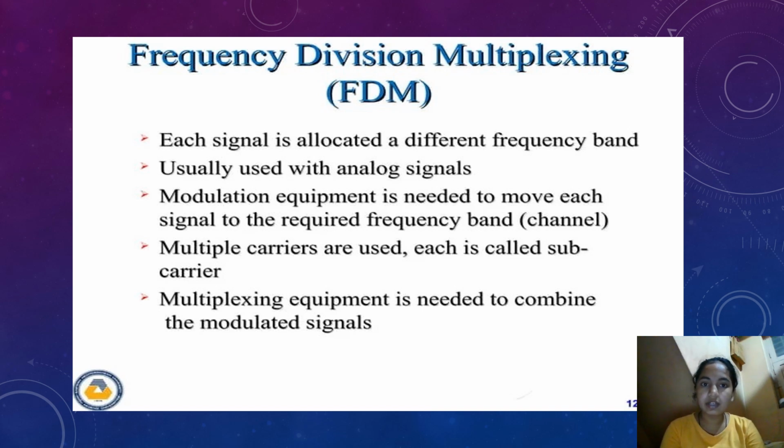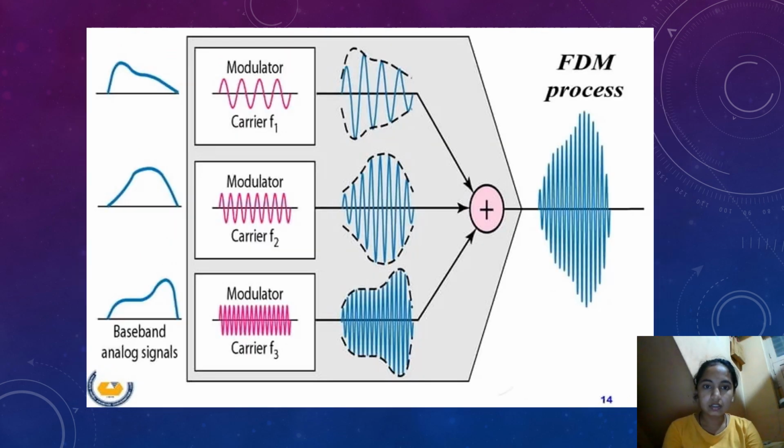Let us come to frequency division multiplexing, that is FDM. Each signal is allocated a different frequency band, usually used with analog signals. Modulation equipment is needed to move each signal to the required frequency band channel. Multiple carriers are used, and each is called a subcarrier. Multiplexing equipment is needed to combine the modulated signals.